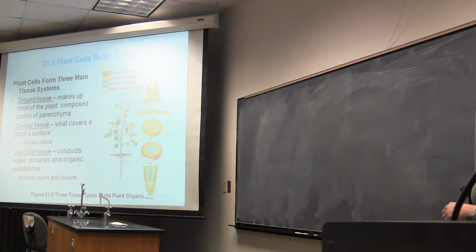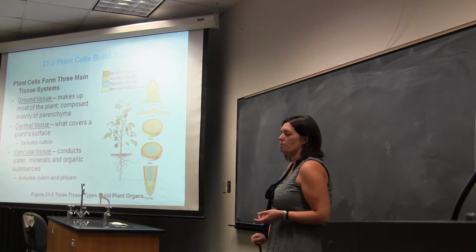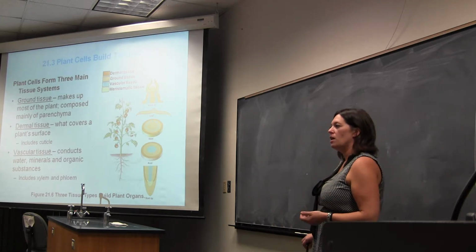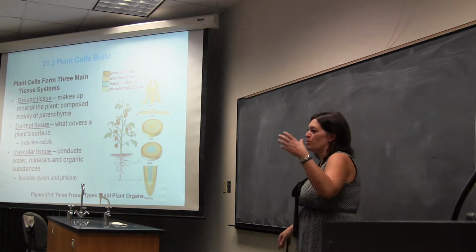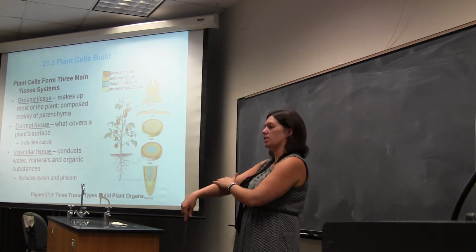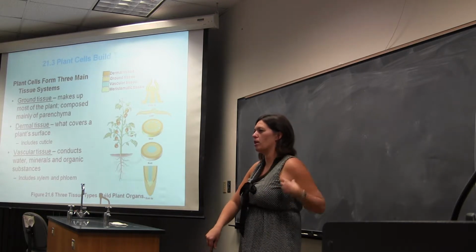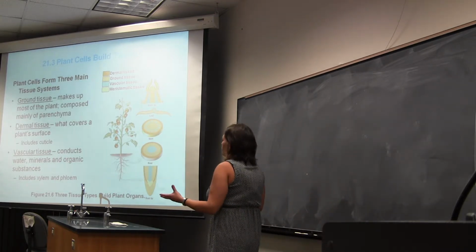All right, so we've already talked about ground tissue and that it makes up most of the plant. There's also what's called dermal tissue. This dermal tissue is basically going to be the outer covering of the plants. Similar to our own skin, which is our outer covering, plants have a dermal tissue too, and it's just called the dermal tissue.